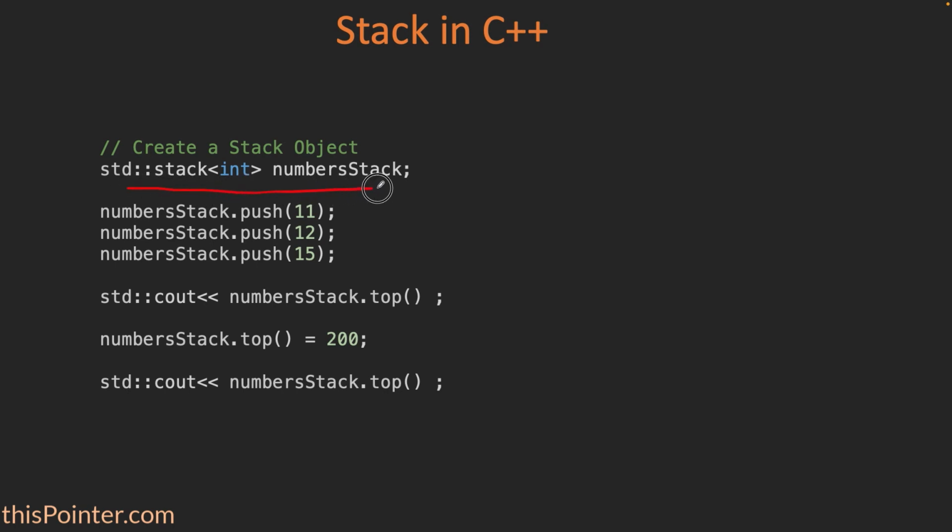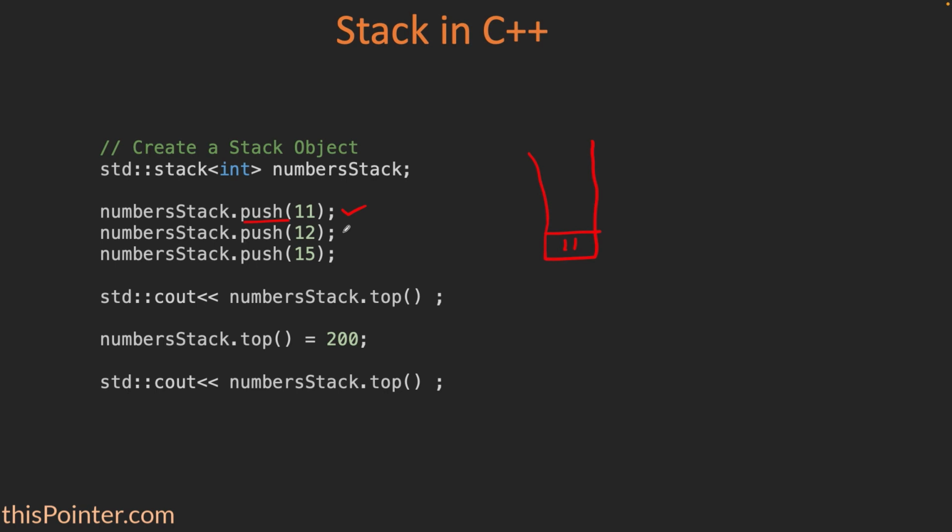Here we have created a stack of integers. Now the stack class provides a function push. It accepts an element as an argument and inserts it at the top of the stack. For example, here we are calling the push function with element 11. So suppose this is our stack. After this line, it will insert 11 at the top of the stack because the stack was already empty.